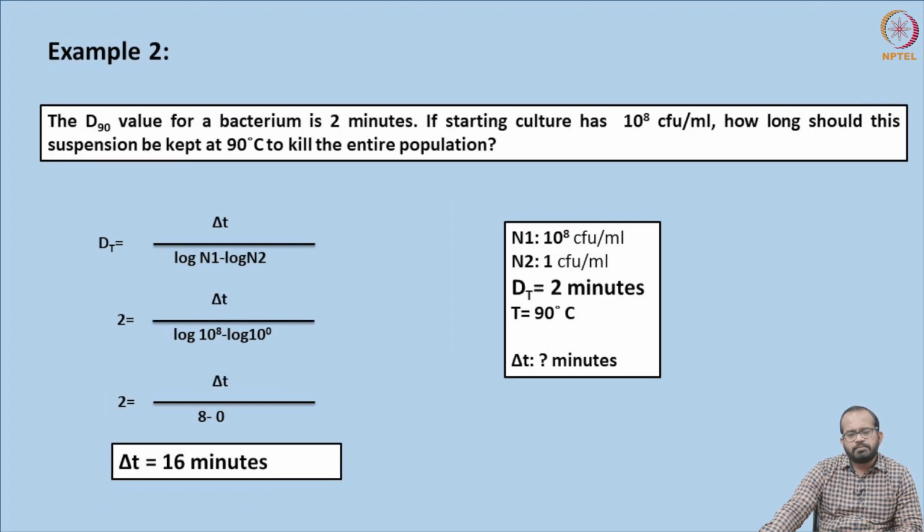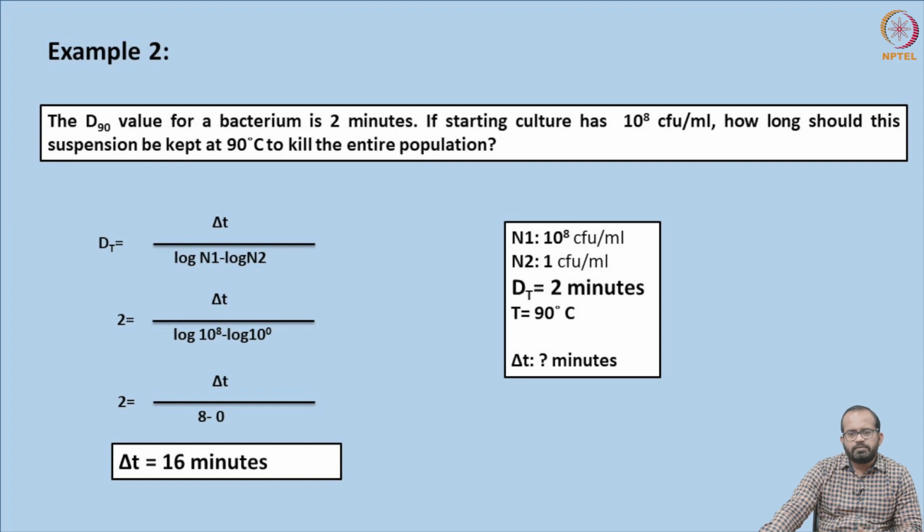And also another example: the D90 value of a bacterium is 2 minutes. If the starting culture has 10 raised to 8 CFU per ml, how long should this suspension be kept at 90 degrees Celsius to kill the entire population? Here, the information available is different. The same equation, but the information is different.